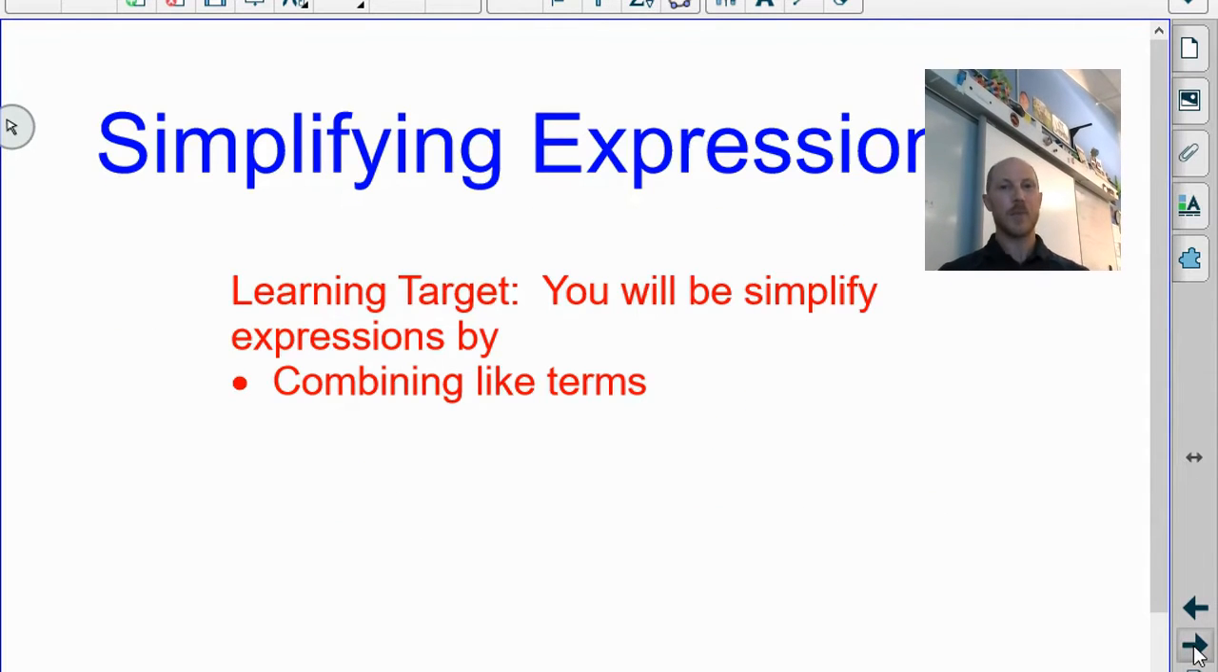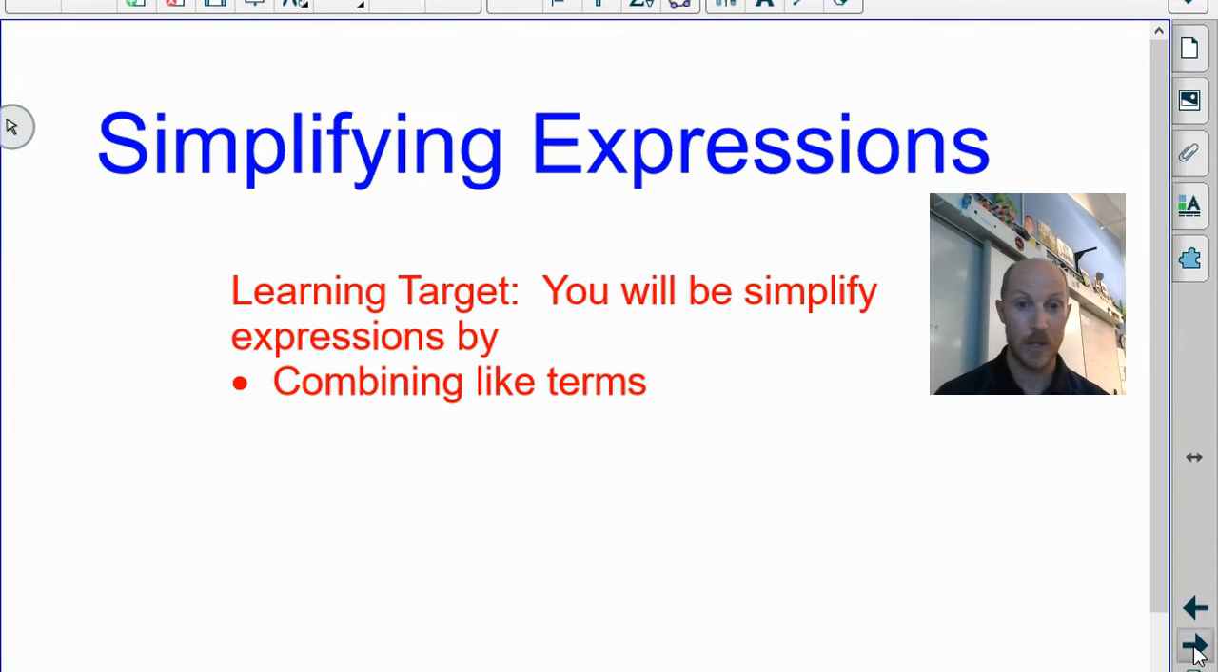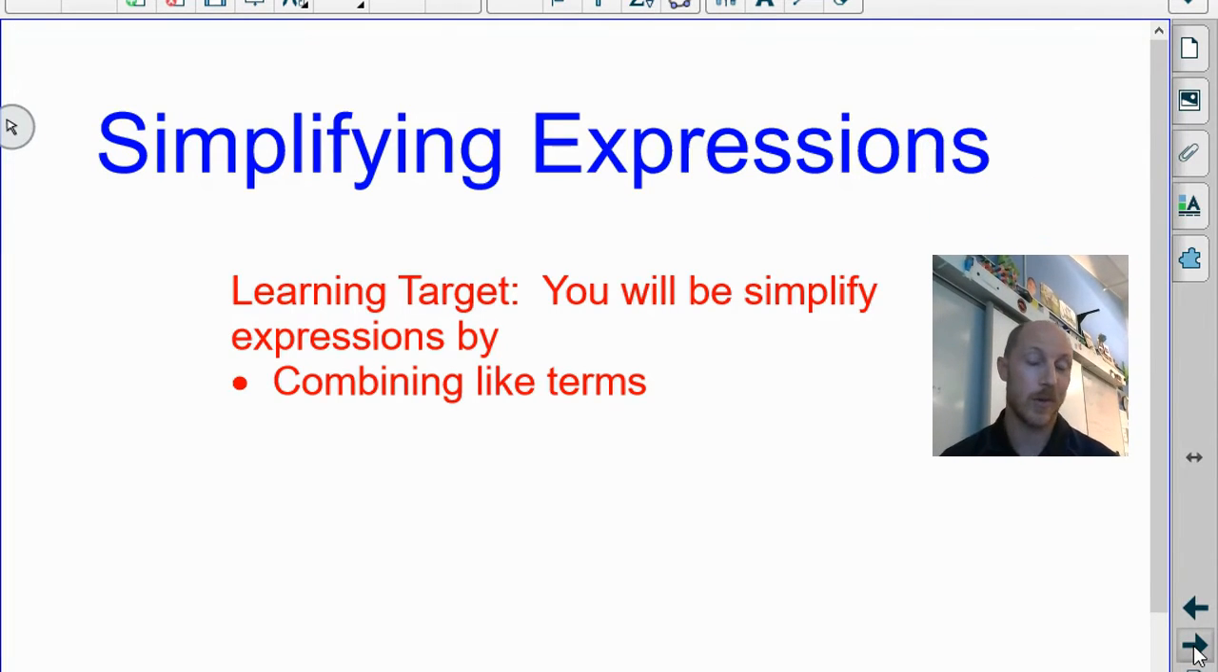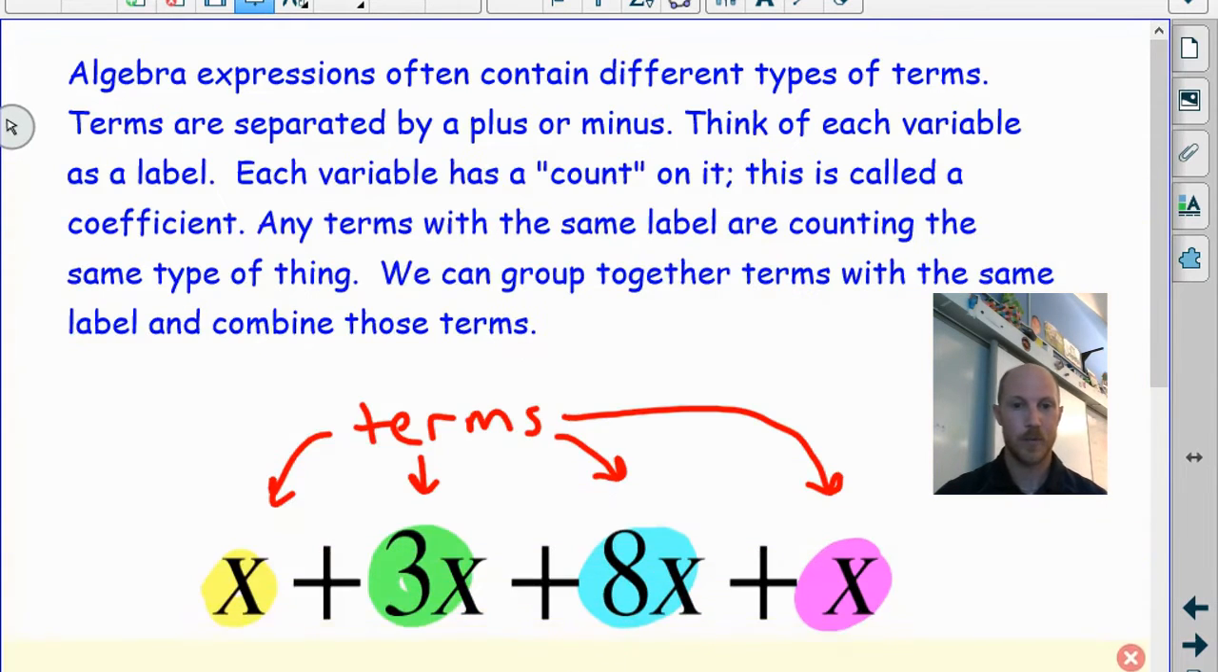Cool. Today we're going to look at simplifying expressions by combining like terms, and that is our learning target, to be able to simplify expressions by combining like terms. So some vocabulary to start us off here. Algebra expressions or number sentences often contain different types of terms. The way we recognize a term in that number sentence is that it's anything separated by a plus or a minus sign. In the example down here, I've highlighted those different terms, each one in a different color. They're all separated by plus signs.